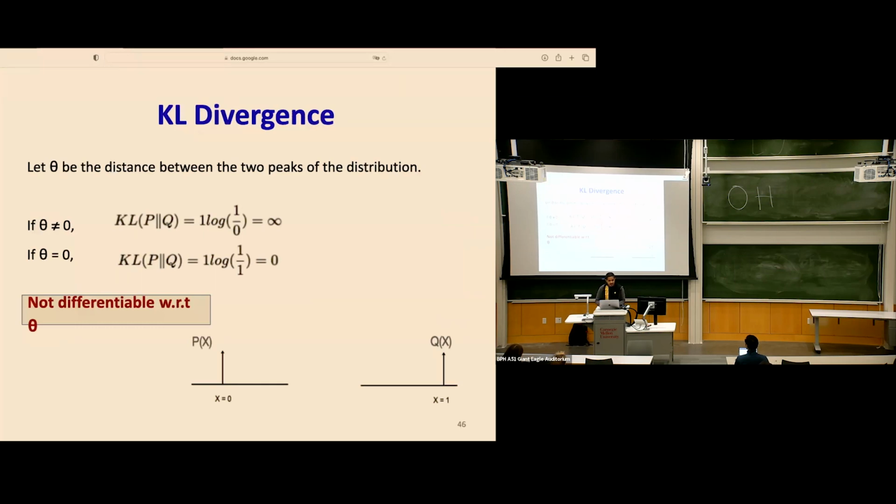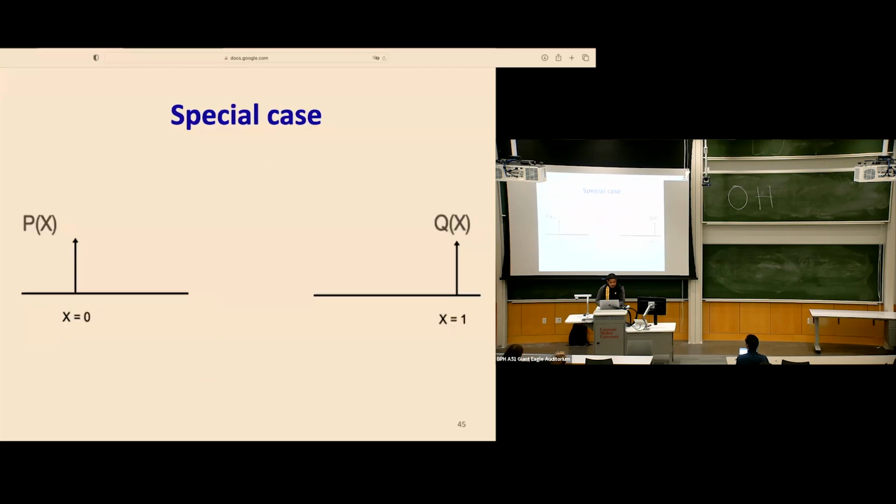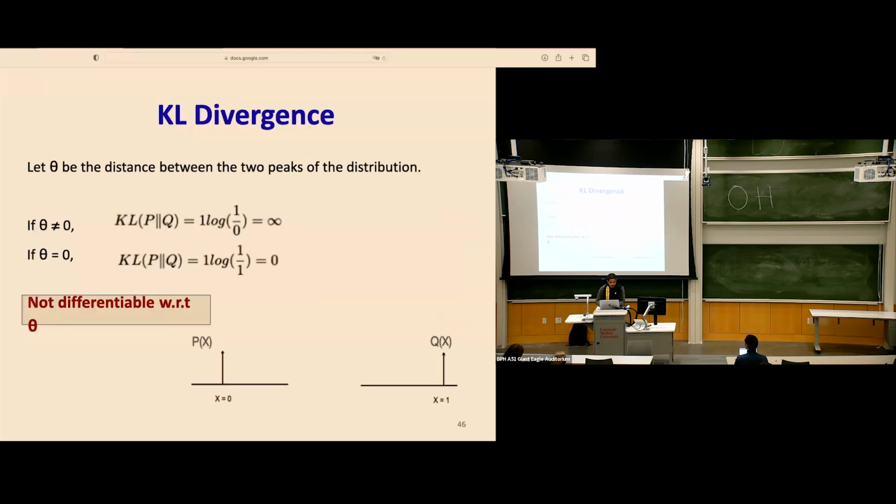So in this case, you can see that the distributions P and Q are non-overlapping. If we define theta as the distance between the two peaks of the distributions, then if theta is not equal to 0, which means they're completely non-overlapping, the KL divergence blows up to infinity. But if we move these distributions close to each other, then the KL divergence drops to 0. So the KL divergence is not differentiable with respect to theta. That's the issue with KL divergence, which was also discussed in the last lecture.